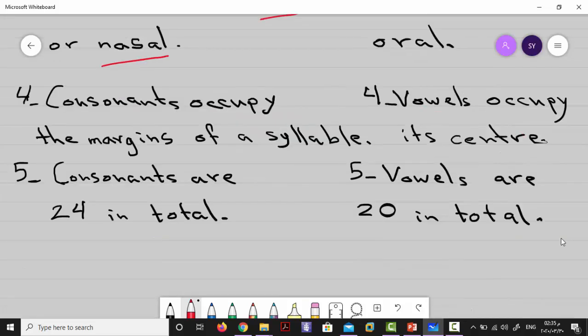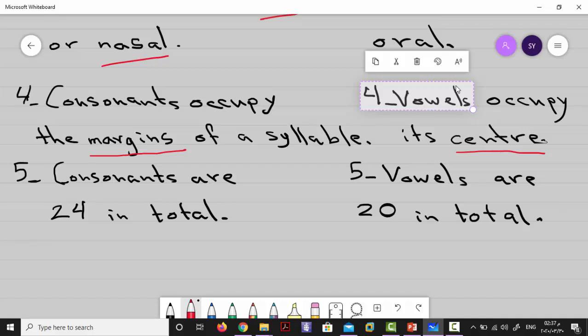Number 4. Consonants occupy the margins of a syllable, whereas vowels occupy its center. Although the notion of a syllable may sound strange to you since it was not explained in the previous lectures, it will be explained thoroughly in the next lectures. And finally, consonants are 24 in total, whereas vowels are 20 in total.